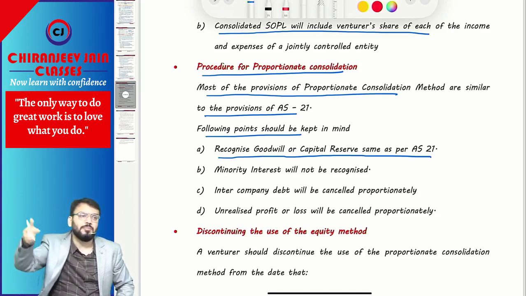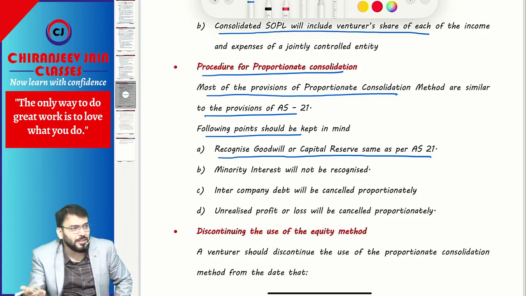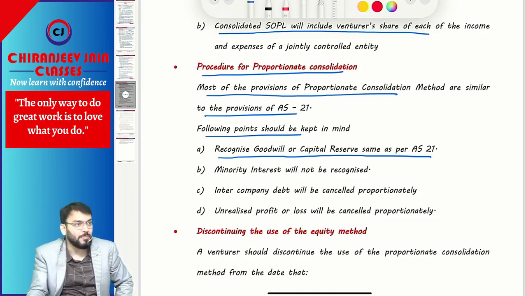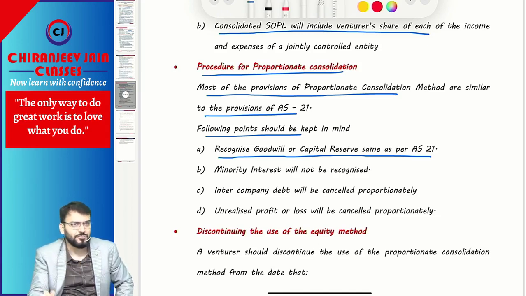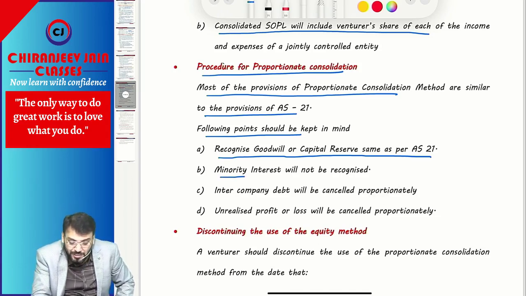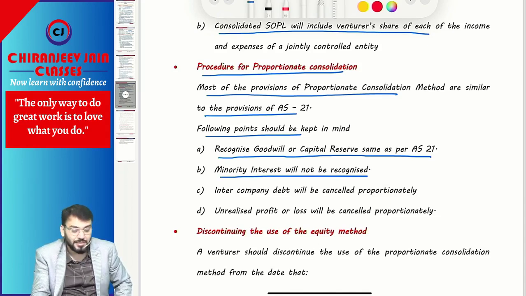Cost price of investment less fair value of net assets, meaning 40% of the fair value of net assets. Dividend received, of course pre-acquisition dividend, that is a rectification. Then minority interest will not be recognized.